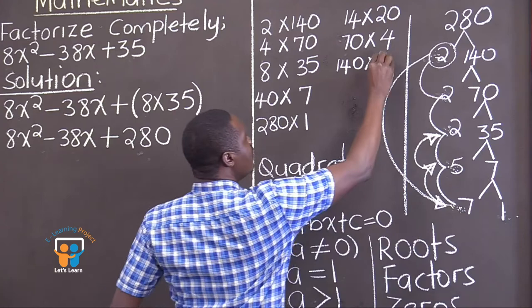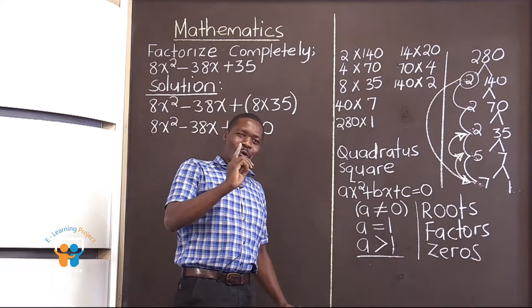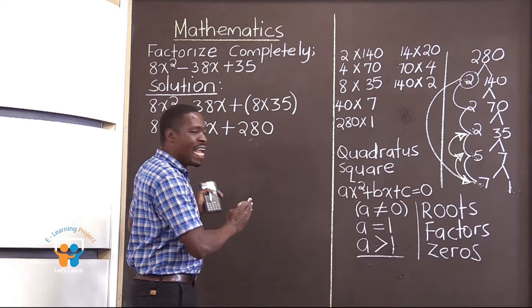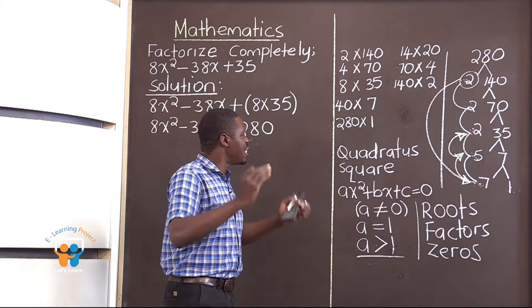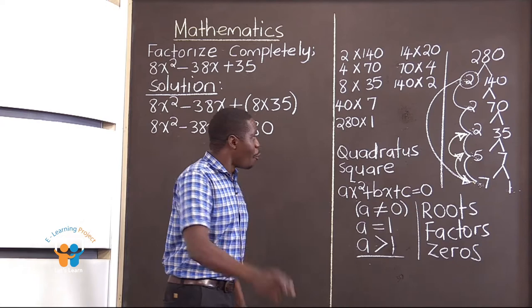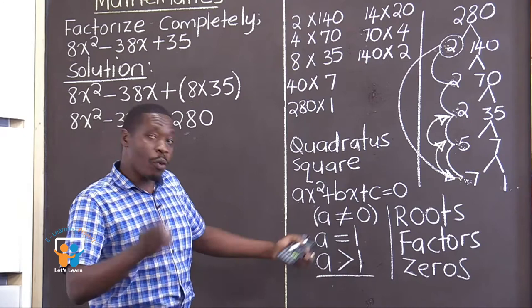Those who have just joined us, this is Obonyo Kenneth on Google the TV, sponsored by the e-learning project. We are solving number 1. They want us to factorize completely. But in factorizing completely, we are still looking for the roots of the quadratic equation, the factors of the quadratic equation, the zeros of the quadratic equation. But we said we are not going to use crumb work. We are using the try and error method. We have tried most of them and they are failing. We have not yet got the roots.